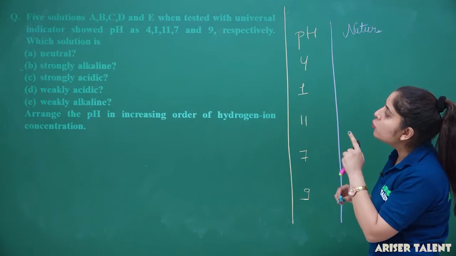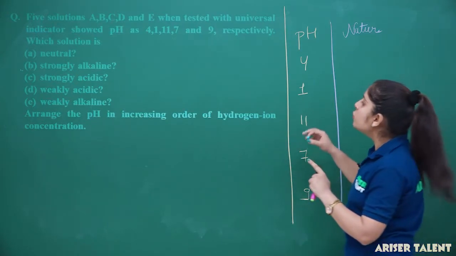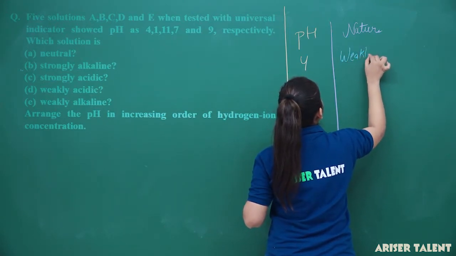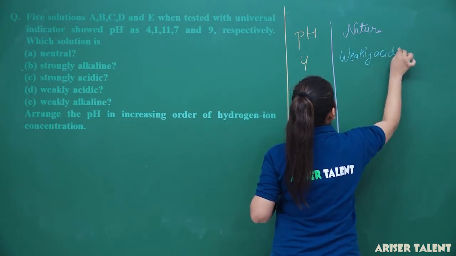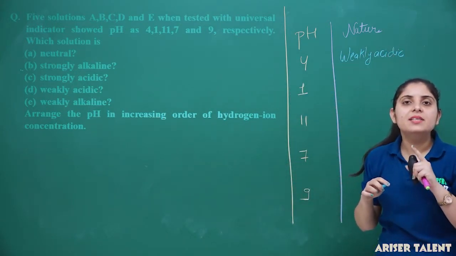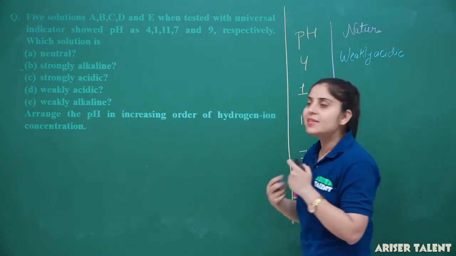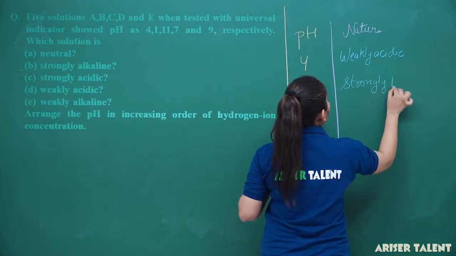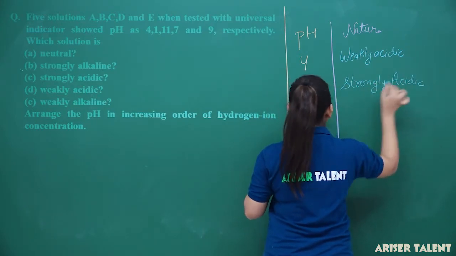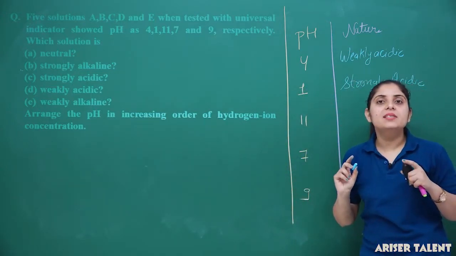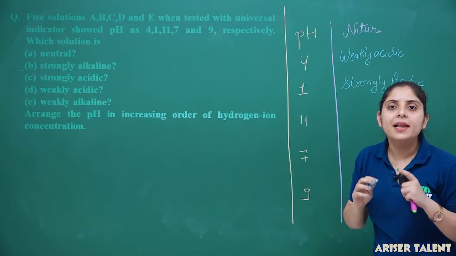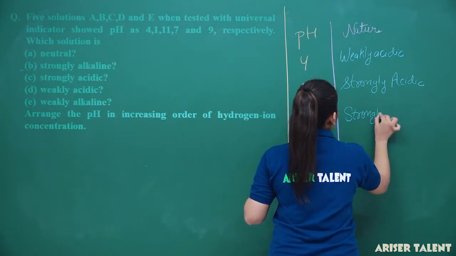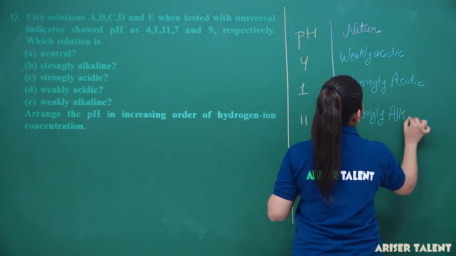but among all these options we have to choose weakly acidic or strongly acidic. So the solution will be weakly acidic. If the pH is 1, we can say that the solution will be strongly acidic in nature. So the pH value 1 will be strongly acidic. If the pH value is 11, we can say that the solution is strongly alkaline in nature. So pH 11 will be strongly alkaline.